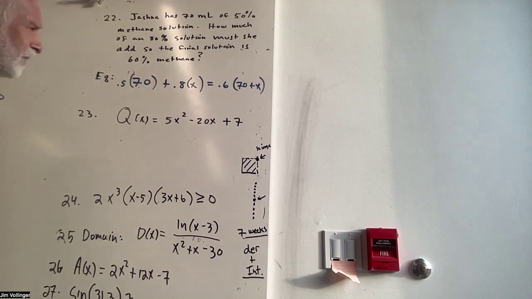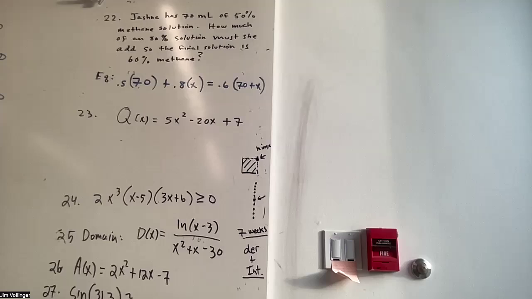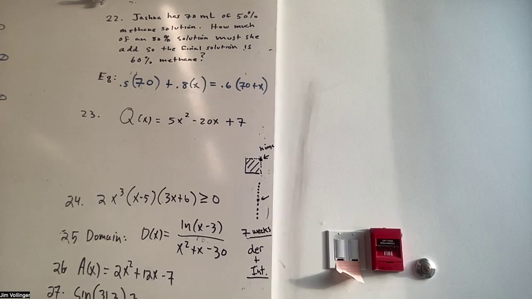But I got backup. So 5x squared minus 20x plus 7. Well, let's have our quadratic chat. The other side of this board. I guess it's easier to move Renee at this point. So let's move Renee over here.